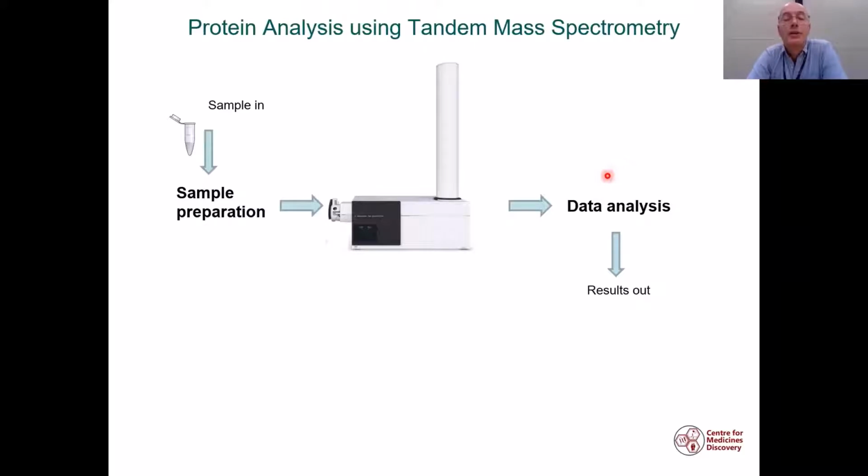So protein analysis is probably one of the major uses of mass spectrometry. It's mostly done by tandem mass spectrometry or fragmentation mass spectrometry. And I'm going to focus first of all on the sample preparation. Sample preparation quite often involves a large amount of work, and it is absolutely critical to the success of almost any mass spectrometry experiment. So we'll focus first of all on sample preparation.